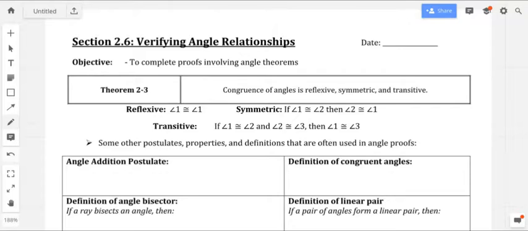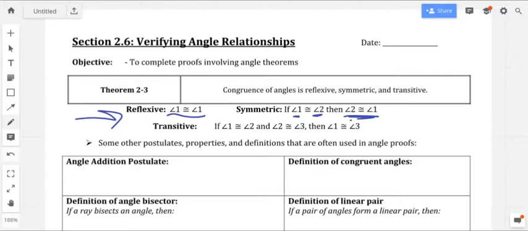Up at the top here, congruence of angles is reflexive, symmetric, and transitive. So that just means that the reflexive property, symmetric property, and transitive property will work when you're referring to the congruence of angles. So remember, reflexive property right here is when an angle is congruent to itself. So like a mirror image, think of like a reflection. Symmetric property is when the left side and the right side just switch spots. So it's really just saying the same thing, but just in a flipped order.